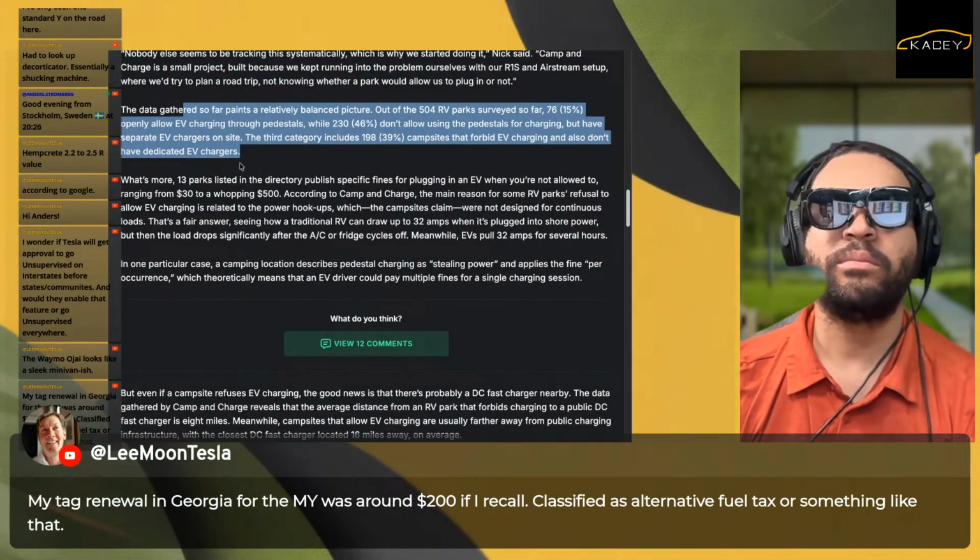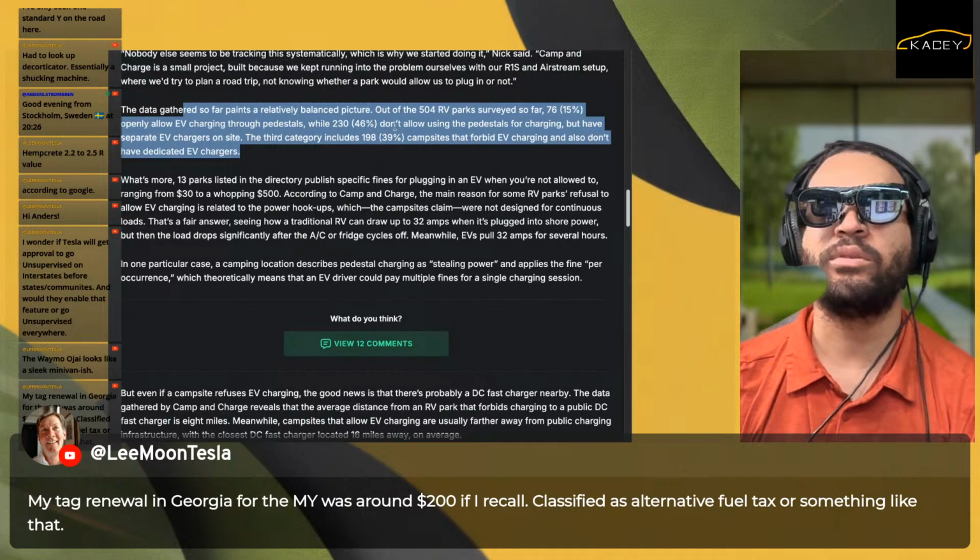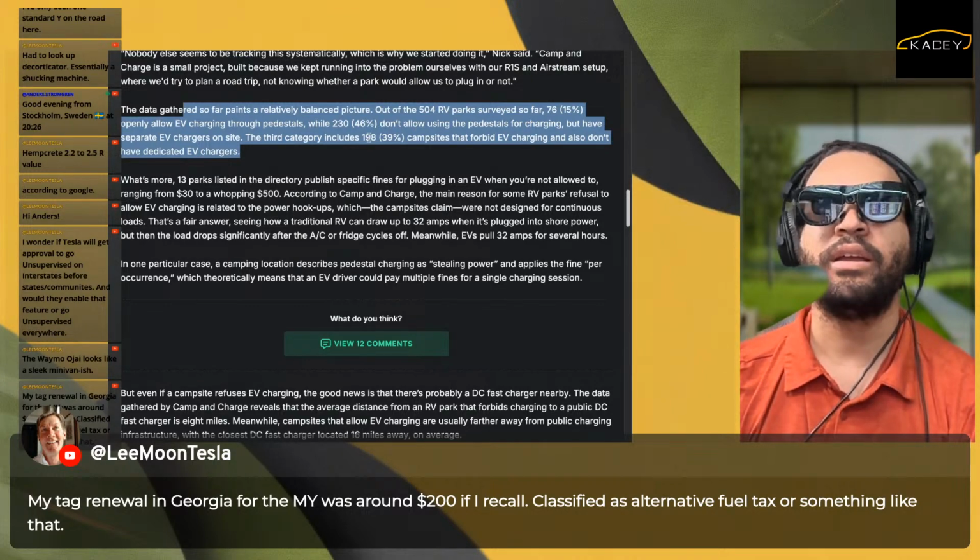Data gathered so far paints a relatively balanced picture of the 504 parks surveyed so far. 76, or 15%, openly allow EV charging through the pedestals, while 230, 46%, don't allow using the pedestals for charging, but have separate EV chargers on site. That's a fair compromise. Of course, they probably make a lot more money that way. The third category includes 198, or 39%, that forbid EV charging and don't have dedicated EV chargers. Screw them.